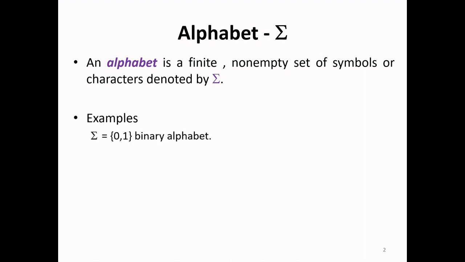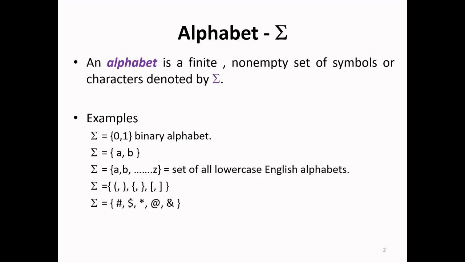For example, this alphabet is finite, consisting of two symbols 0 and 1. So, this alphabet is a binary alphabet. This alphabet consists of two characters A and B. This alphabet consists of the set of all lowercase English alphabets. This alphabet consists of all different types of opening and closing parentheses. The last alphabet consists of some special characters like hash, dollar, star, at, ampersand, etc.